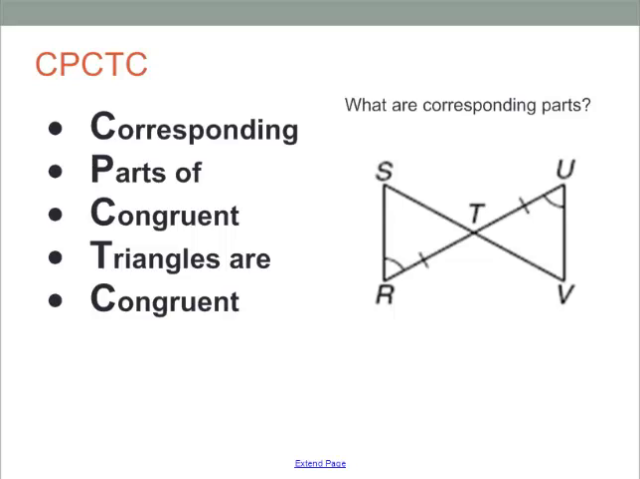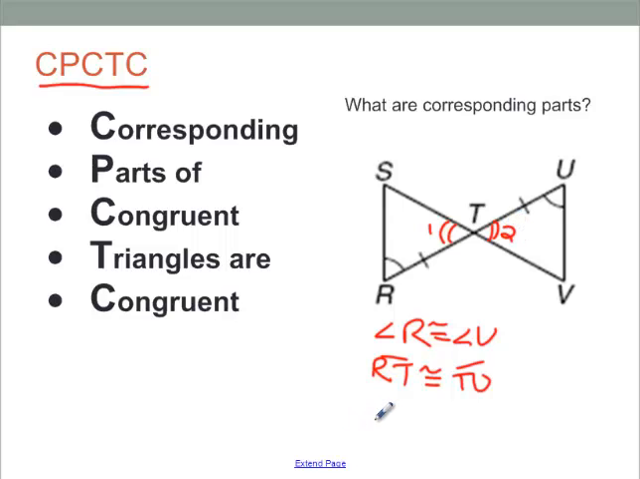Now if you want, you can write that out every single time you do a proof and you use it, or please just use the acronym. So corresponding parts are anything that's congruent from one triangle to the other. So in this one, angle R is congruent to angle U. Segment RT is congruent to segment TU. And because these are vertical, these are also congruent, and to save time, let's number them, angle 1 and angle 2.